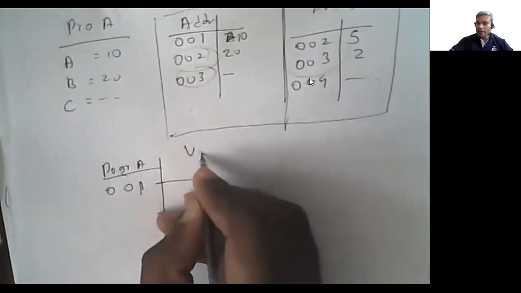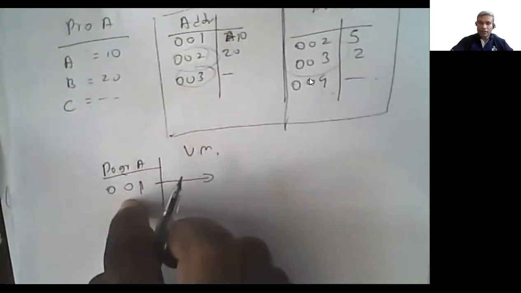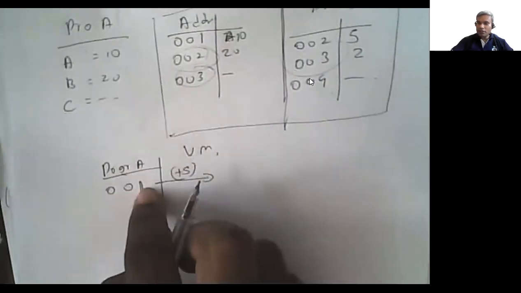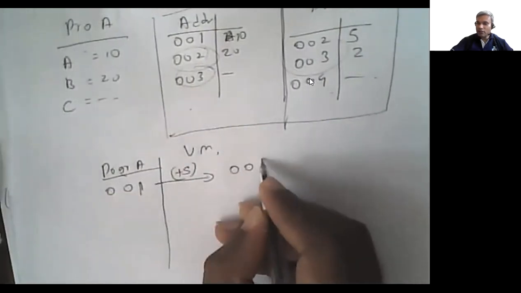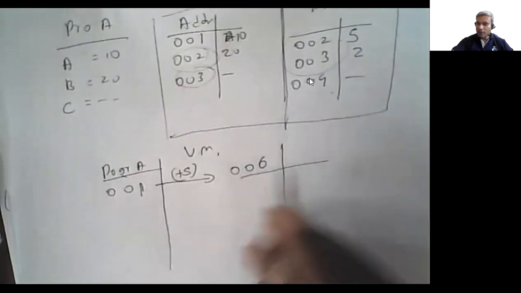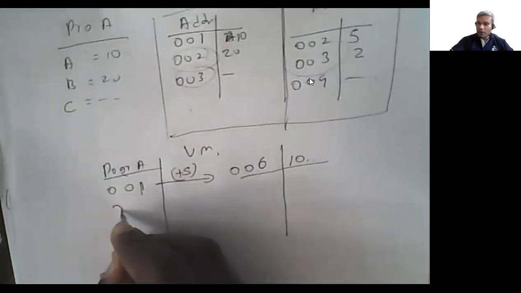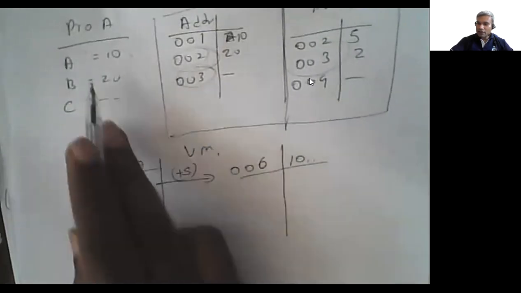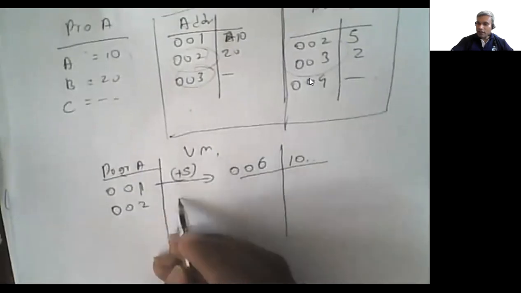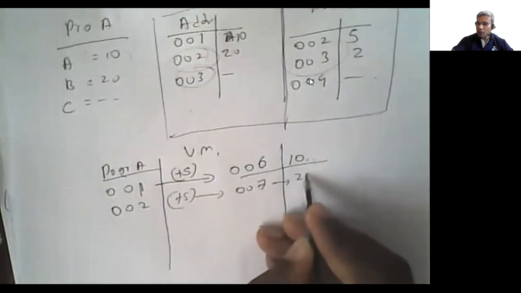Now what the virtual memory does is, it adds a constant to this particular starting value. Let's say 5. So the 0, 0, 1 is now translated to 0, 0, 6. And that is the place where you are going to store the first variable, 10. Then the program may access the second variable, B, value is 20. Again, it will have the same constant, so it is mapped to 0, 0, 7 and 20 is stored.